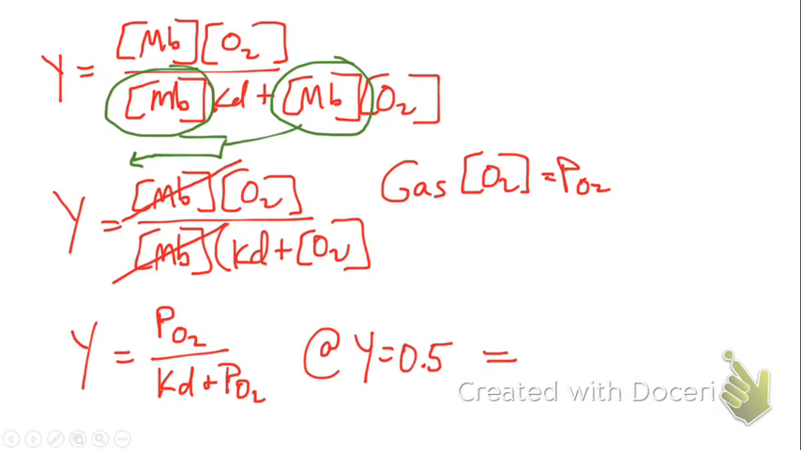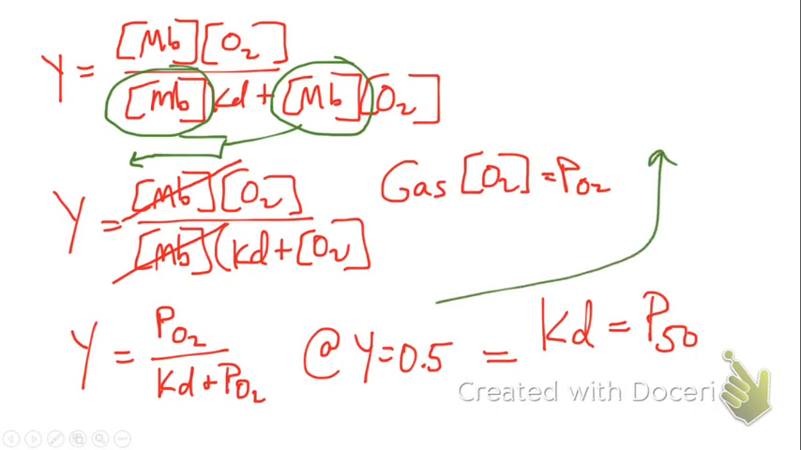At Y equal to 0.5, we know that KD is equal to something known as P50, which is the pressure at which 50% of the myoglobin is bound. And so from there, we can make our final equation, where Y is equal to PO2 divided by P50 plus PO2.